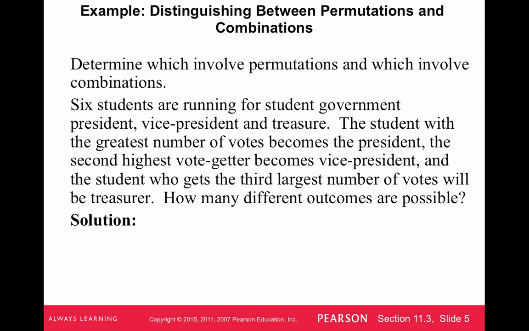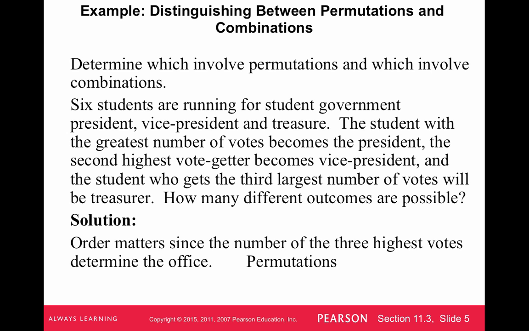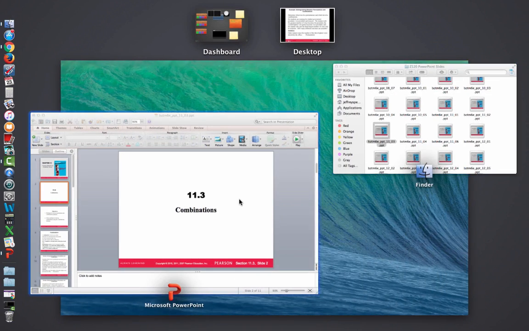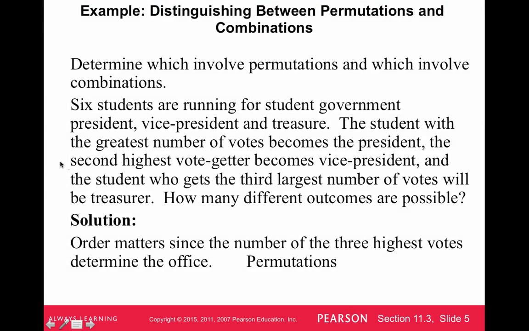So this is where order matters. The person that gets the most votes gets president. The person with the second most gets vice president, and third most treasurer. So since order matters, we're using permutations in this problem. This would actually be 6 permute 3. And I'll actually do the math here. Let me get the calculator up.